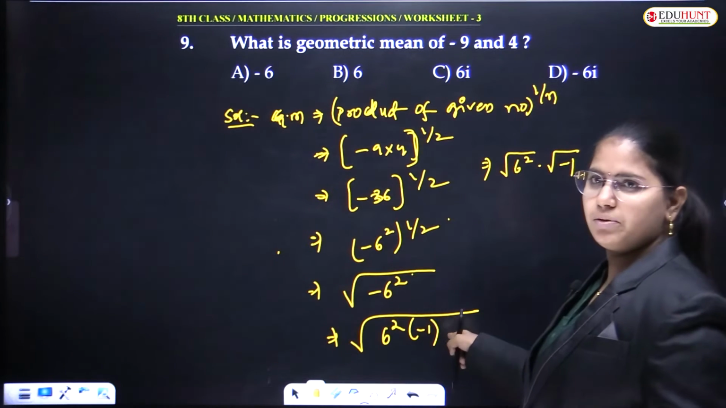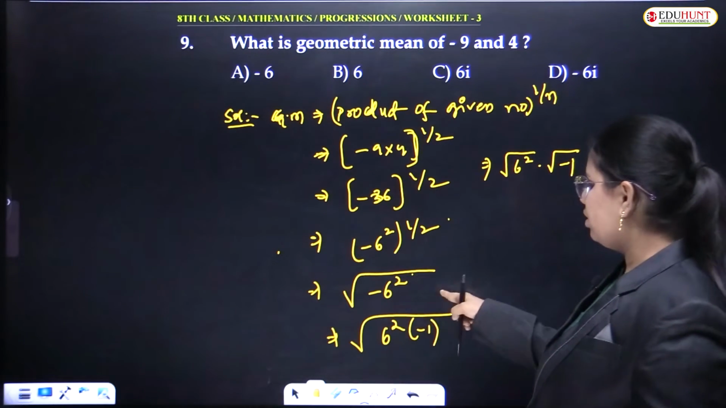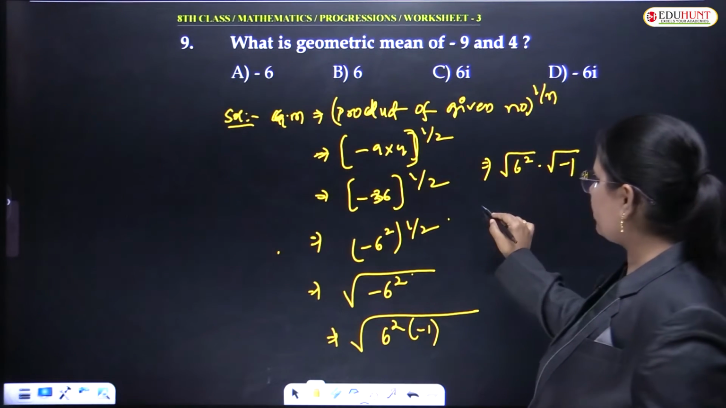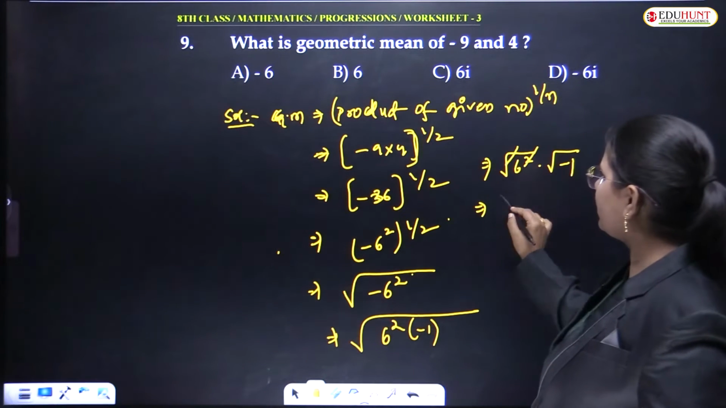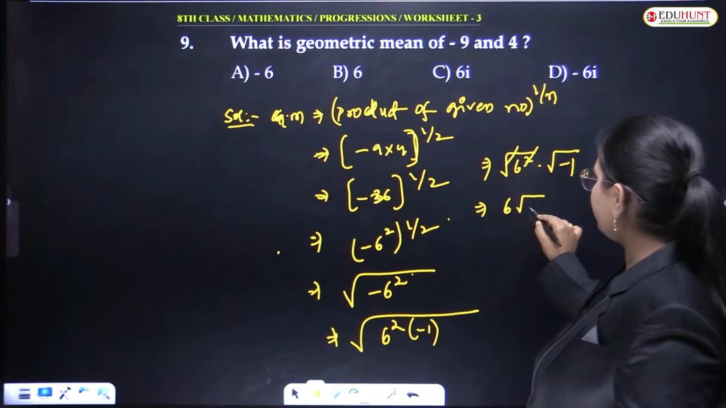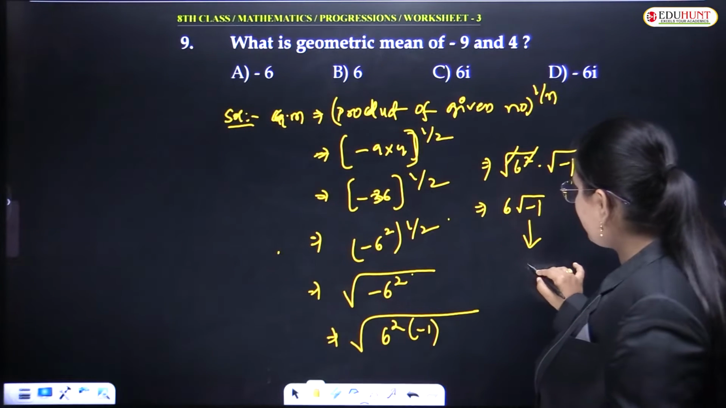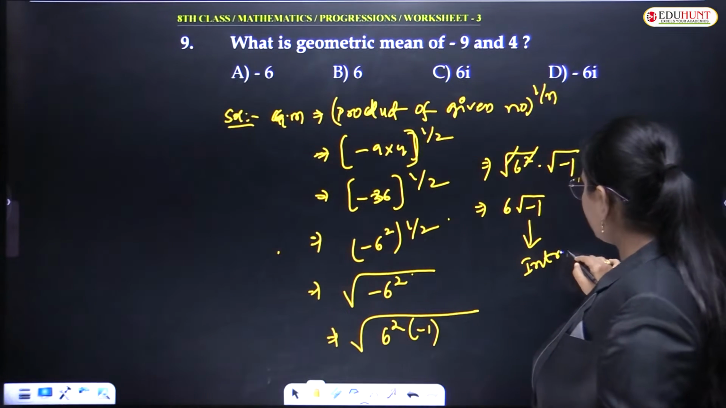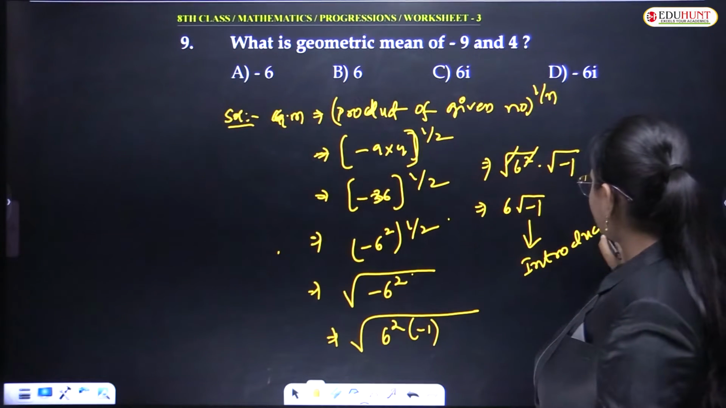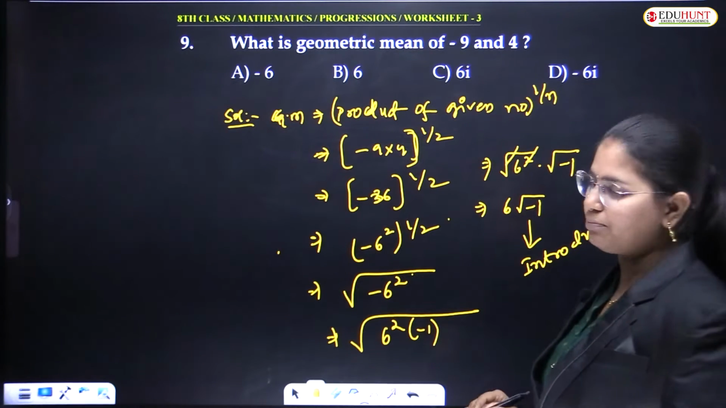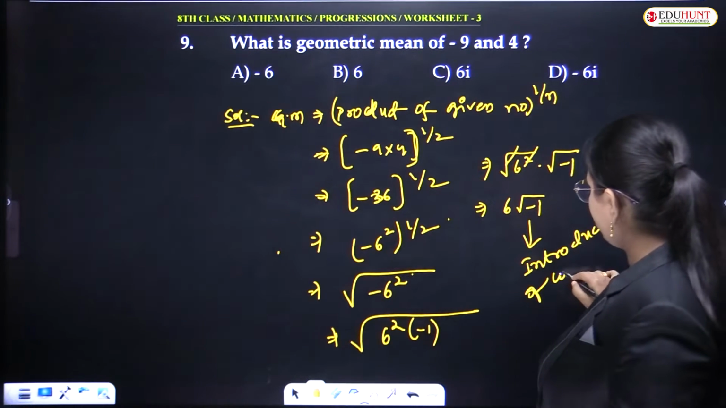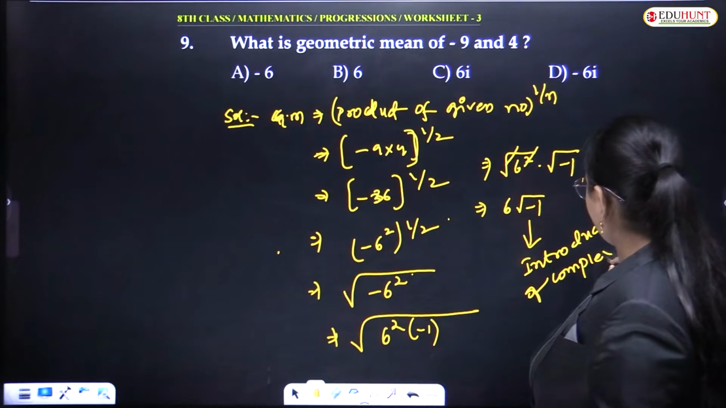A b whole power of m is a power of m and b power of m. Root 6 square into root minus 1. Square and root will get cancelled, so it will be 6 into root minus 1. So this is an introduction of complex numbers, which you will study in the complex numbers chapter.